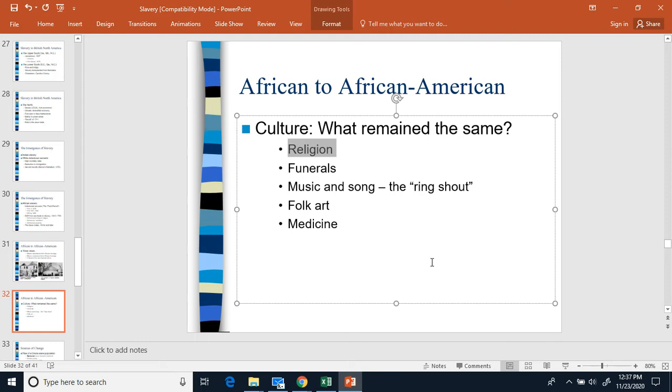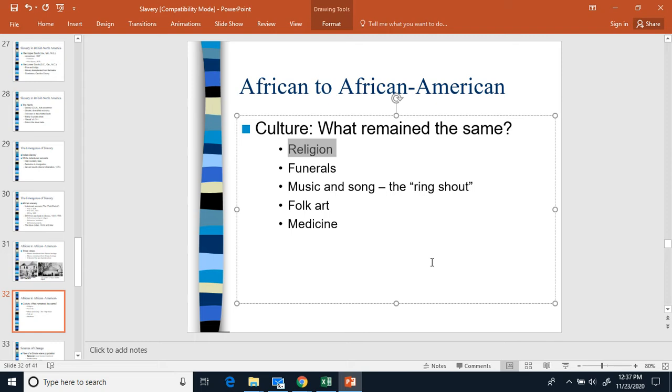We see that there are some offshoots from traditional West African religion. For example, voodoo is an offshoot of traditional West African religion. So if you ever heard of voodoo before or kind of familiar with that a little bit, that's based on traditional West African religion.